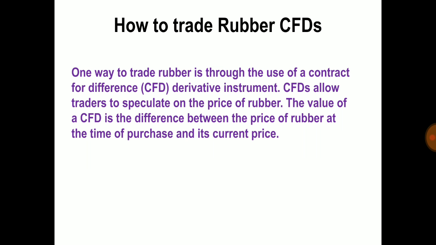How to invest in rubber CFDs? One way to trade rubber is through the use of a contract for difference, which is again a derivative instrument. A CFD allows traders to speculate on the price of rubber. The value of the CFD is the difference between the price of the rubber at the time of the purchase and its current price.